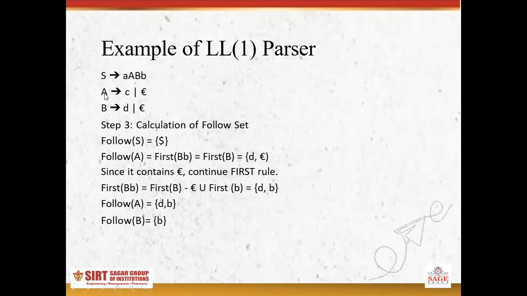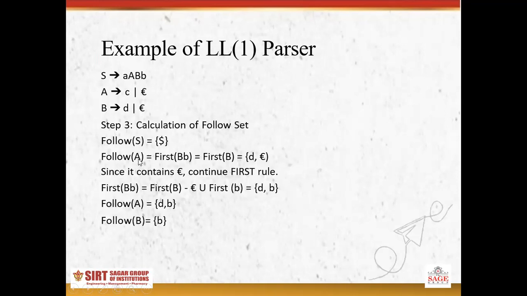Now follow of A. How can we evaluate follow of A? We see the right-hand side of the productions. Where is A? A is in the first production, where S produces small a capital A capital B small b. Now A is followed by a variable. Which variable? B. So when we get a variable followed by a variable, we evaluate the first of B in the follow of A.